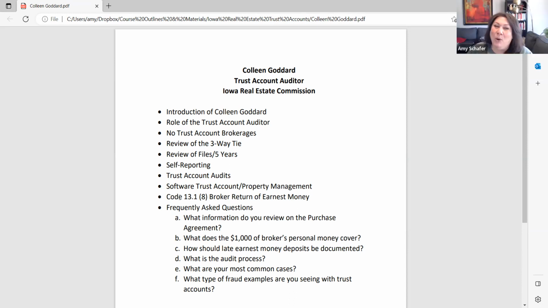Right. How about software for the trust account? And then I kind of felt like maybe you wanted to dive into property management a little bit. I'll let you roll with that. However, I'm more of a residential kind of gal. So anything that you have to offer with property management on that side would be absolutely thrilling.